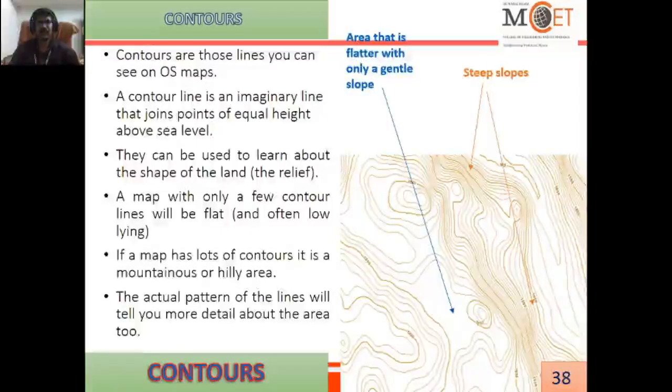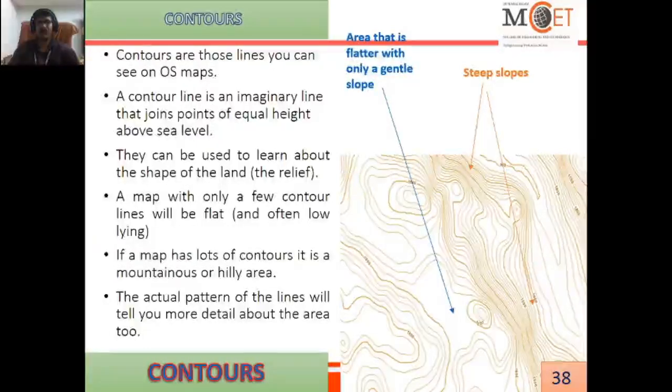A contour line is an imaginary line. Just remember, it is an imaginary line on the earth's terrain. The earth won't have these lines, but we can represent the earth with these lines that join points of equal height or elevation above sea level. They can be used to learn about the shape of the land, that is relief.